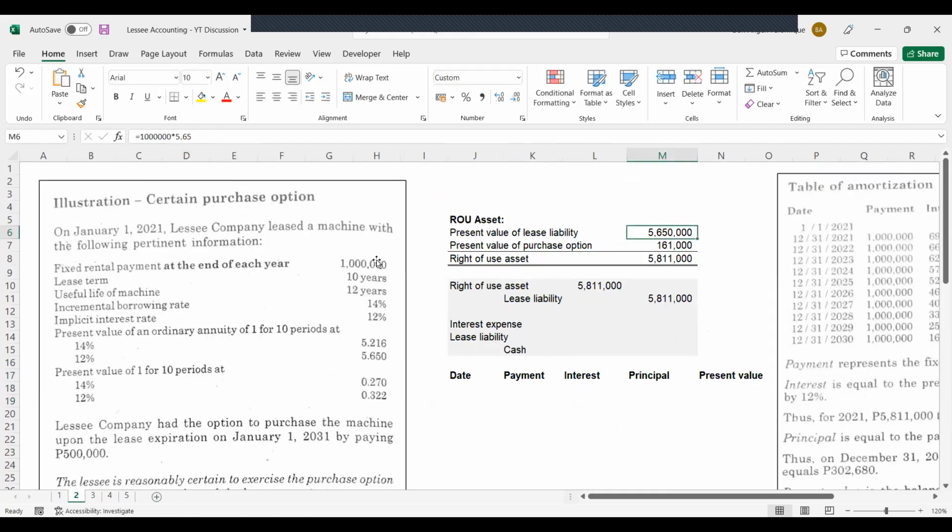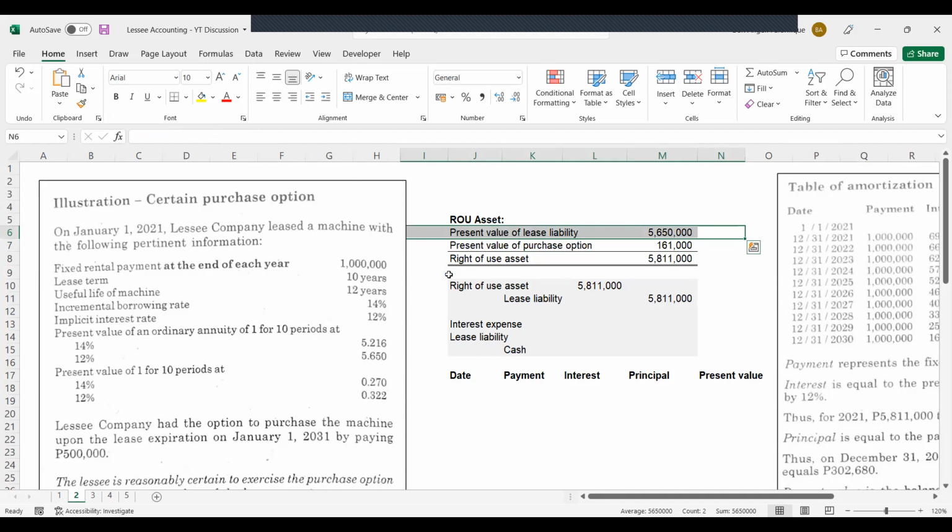So, we need 1 million multiplied with present value of ordinary annuity. Bakit ordinary annuity of 1? Kasi installment of 1 million. Gaano katagal? Sabi, 10 years siya magbabayad. So, for 10 periods, then ang gagamitin natin, sabi natin, is the implicit interest rate. Kasi ito yung uunahin natin. Pag wala lang to, tsaka natin gagamitin yung 14%. So, gagamitin natin is 5.65 present value factor. So, 1 million times 5.65 is 5,650,000. This is the present value of the lease liability.